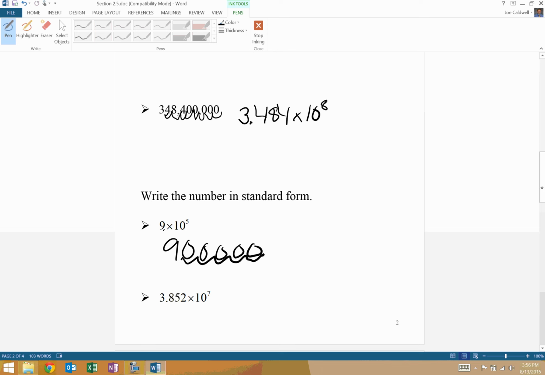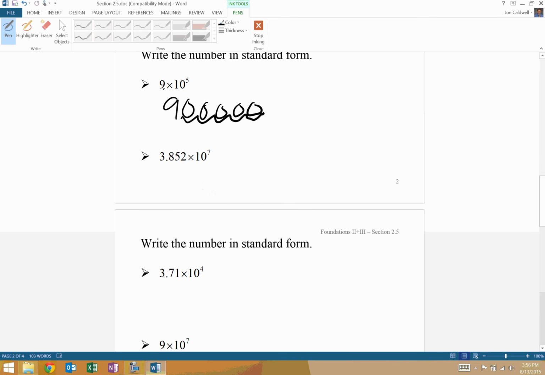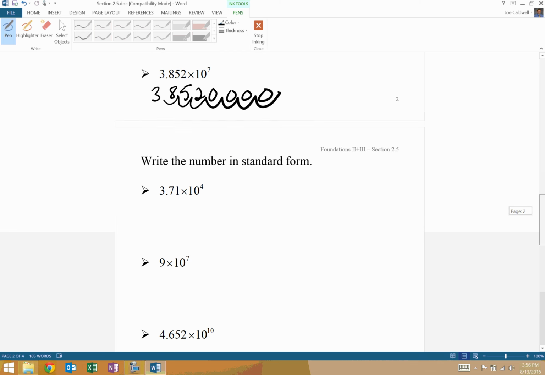In this particular example, we start at the decimal, not at the end of the number, because it actually has a decimal. So we need to go 7 times. I'm going to rewrite this number here. I need to go 1, 2, 3, 4, 5, 6, 7 swoops based on that exponent. Fill in the zeros, and you've got your standard form.